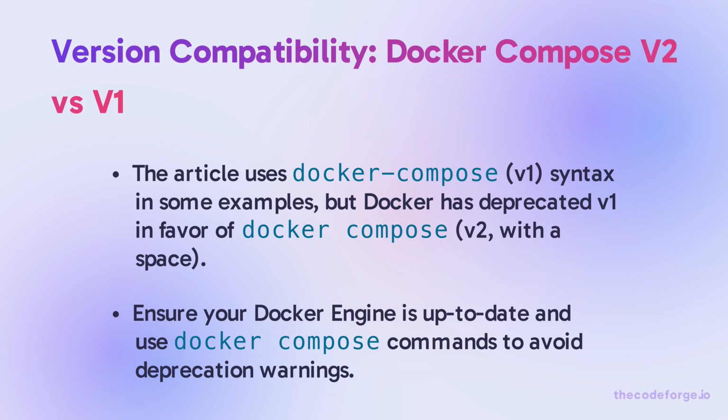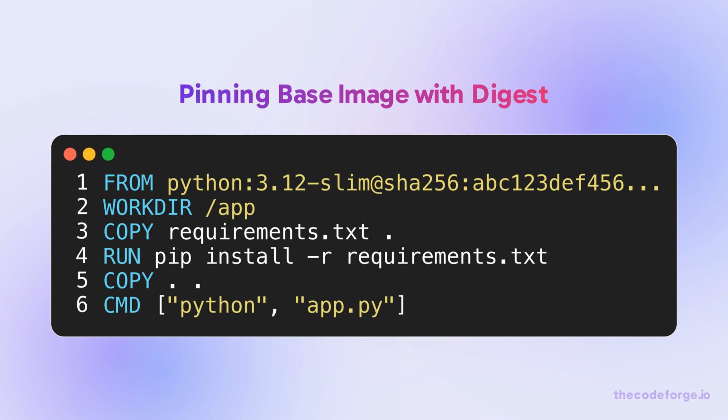The article uses Docker Compose V1 syntax in some examples, but Docker has deprecated V1 in favor of Docker Compose V2, with a space. Ensure your Docker engine is up to date and use docker compose commands to avoid deprecation warnings. The article mentions pinning to a digest but doesn't show the syntax. Use FROM python:3.12-slim@sha256:abc123 to lock the exact image. Obtain the digest via docker pull and docker inspect.